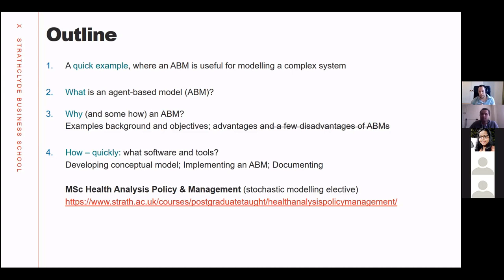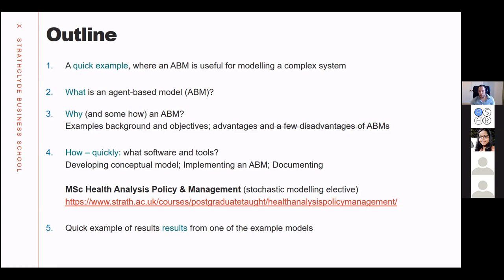That class covers both agent-based modeling and Bayesian belief net modeling as well. It's part of a new MSc that we have in health analysis, policy, and management. And it's also part of a data analytics MSc that we have as well. So if you're interested in more detail into how you can explore that, there's a link there to that.